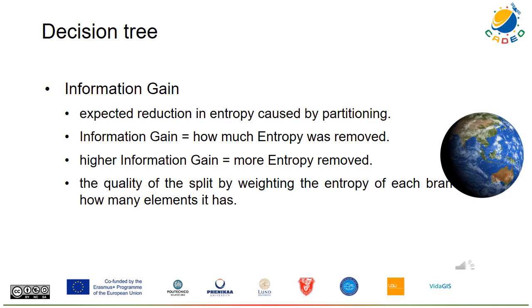Now let's look at another concept called information gain. Information gain refers to the expected reduction in entropy caused by partitioning. So here we can say information gain equals how much entropy was removed by partitioning. So here higher information gain corresponds to more entropy removed. So here information gain can be used to measure the quality of the split by weighting the entropy of each branch by how many elements it has.